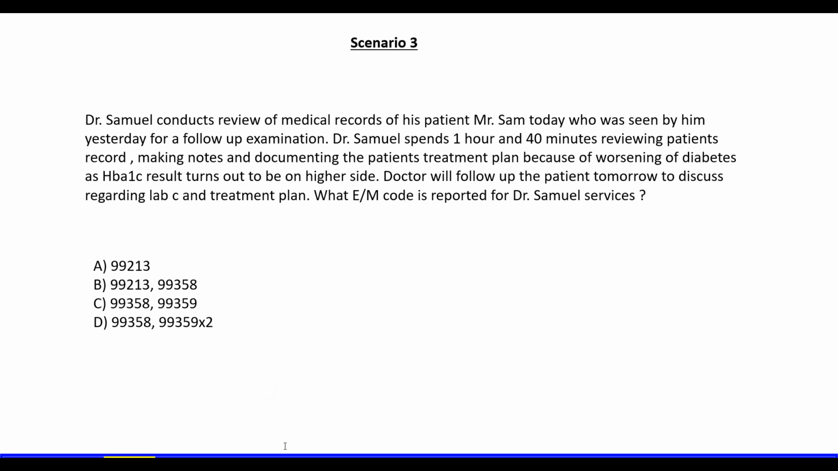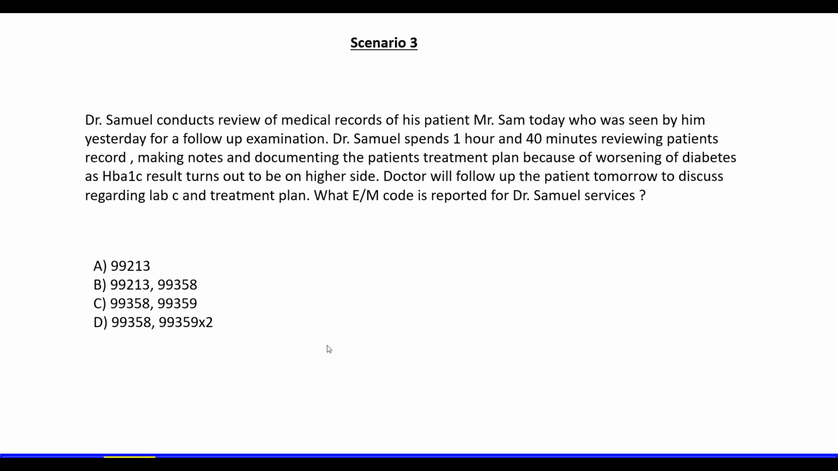Option A 99213, option B 99213 and 99358, option C 99358 and 99359, option D 99358 or 99359 two times. Dr. Samuel conducts review of medical records of his patient, Mr. Sam, who has seen him yesterday for the follow-up examination. Dr. Samuel spends 1 hour 40 minutes reviewing patient's record, making notes and documenting patient's treatment plan.